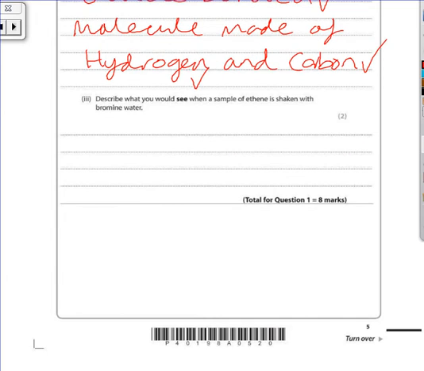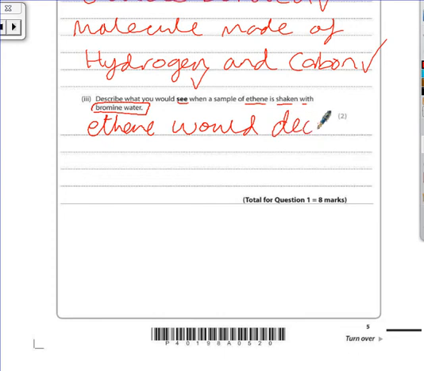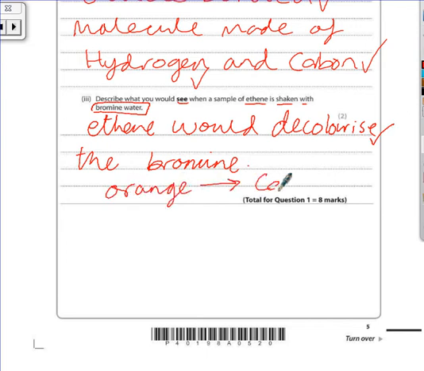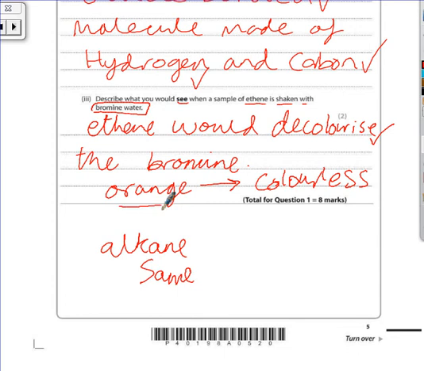Saturated alkanes. Gosh, describe what you would see when a sample of ethene is shaken with bromine water. So an ethene would, okay, now bromine water is orange, so it would decolorize the orange bromine water. Okay, it's 2 marks, so it would go orange to colorless. Okay, that's for an alkene. If it was an alkane, alkane stays the same. So it wouldn't decolorize it from orange to colorless, it would stay orange. But with alkenes, okay, they change colour. Gosh, 8 marks for that. This is pretty tough so far.